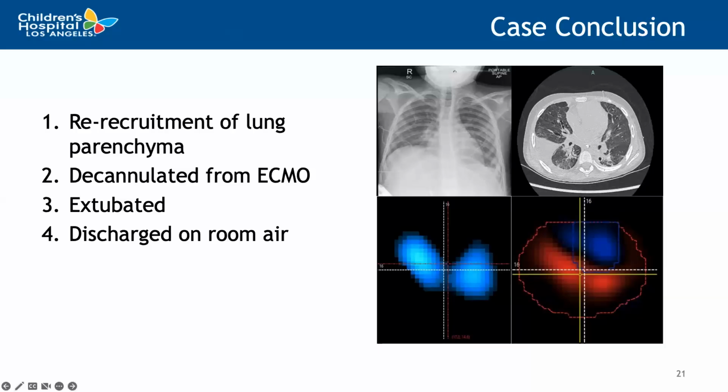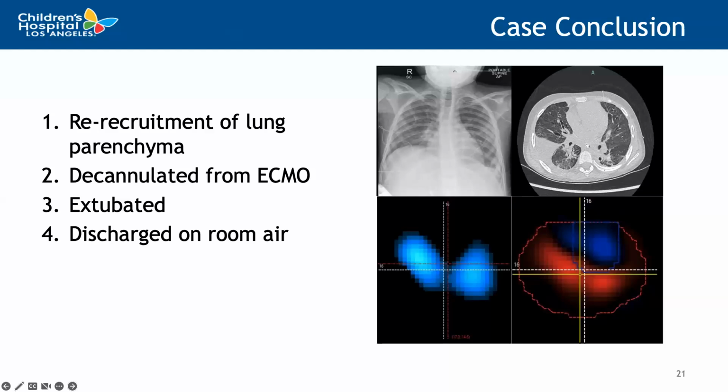The image in the top left shows his chest x-ray at the time of discharge. And as you can see, he has a relatively normal chest x-ray with almost complete resolution of any of those pneumatoceles and fairly normal aeration pattern bilaterally.